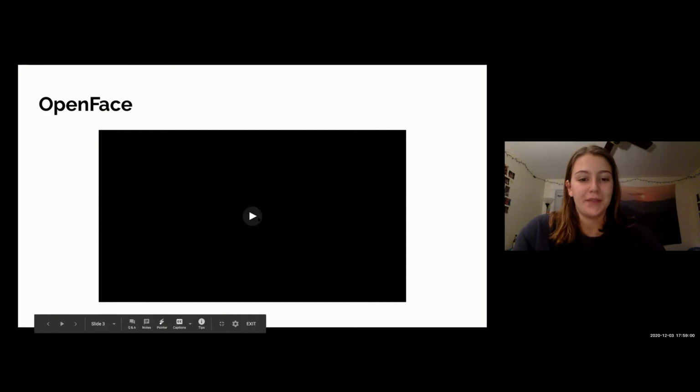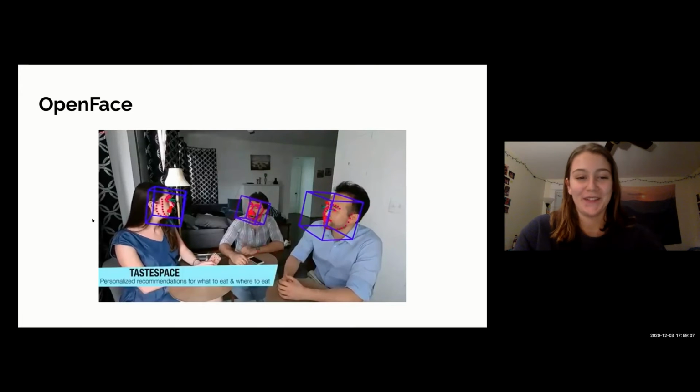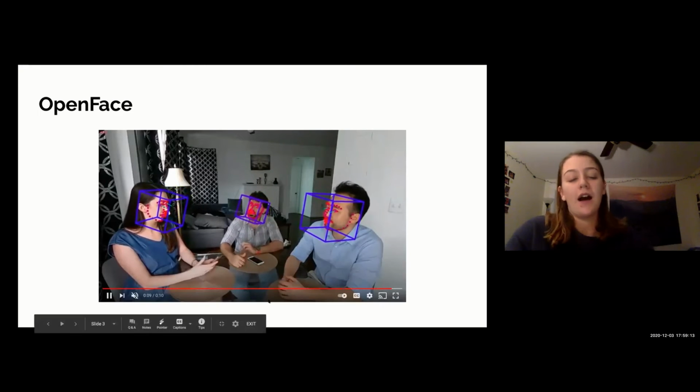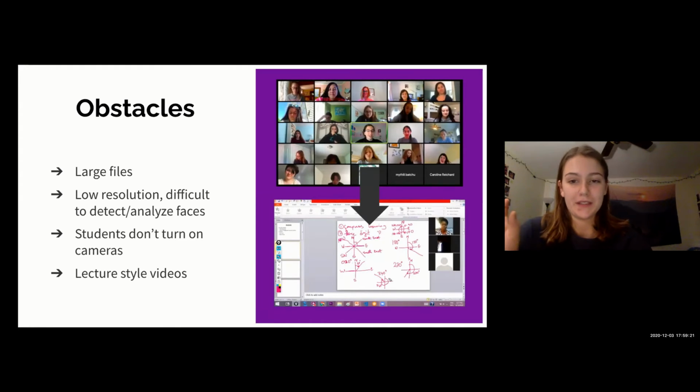So I spent a lot of time playing with OpenFace, and probably too much time. That was kind of the bulk of the first couple weeks. But then I ran into some problems. For one, testing on Zoom videos, when I was looking through YouTube ones that were up there, a lot of the faces are pretty low resolution, so they're pretty difficult to detect and then even analyze afterwards.